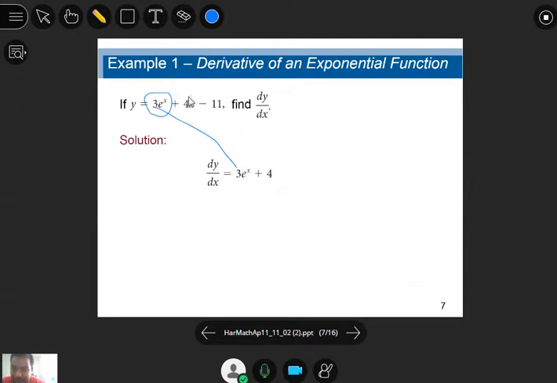Now let's move to this part. Here 4 is a constant and x is a variable, and we are differentiating with respect to x, so finally it becomes 4. And if you move to this one, negative 11, you know it is a constant. If you differentiate negative 11 with respect to x, it becomes 0. So this is the final answer for this problem.